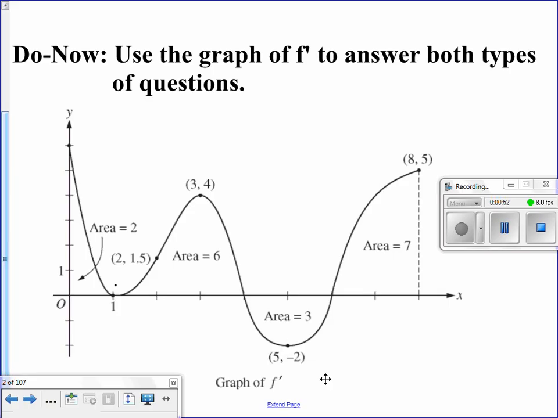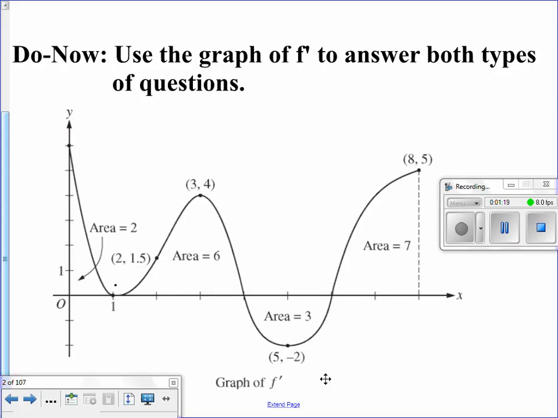This was from an AP exam. I just changed the question, where they gave you a graph and they told you it was F prime, and they actually gave you all these areas. Talk about a gift, right? You don't have to figure out any areas. I think this was 2012, maybe. I'm not sure. So anyway, there are two ways that a problem can be presented that are basically the same.